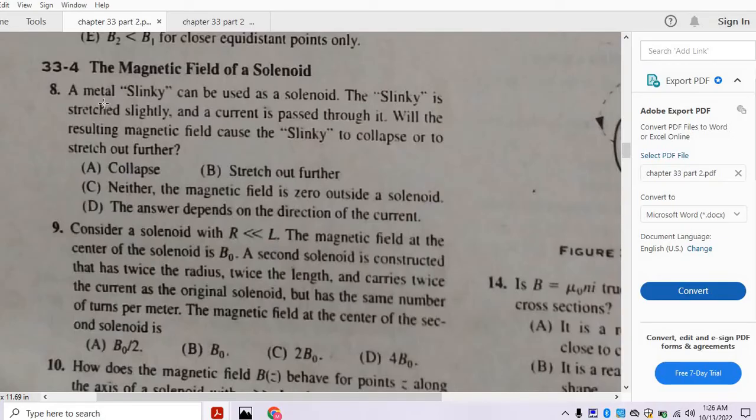Question number 8: a metal slinky can be used as a solenoid. The slinky is stretched slightly and a current is passed through it. Will the current cause the slinky to collapse or to stretch out further? Option A is collapse, option B is stretch out further, option C is neither, the magnetic field is zero outside a solenoid, or D is the answer depends on the direction of the current.